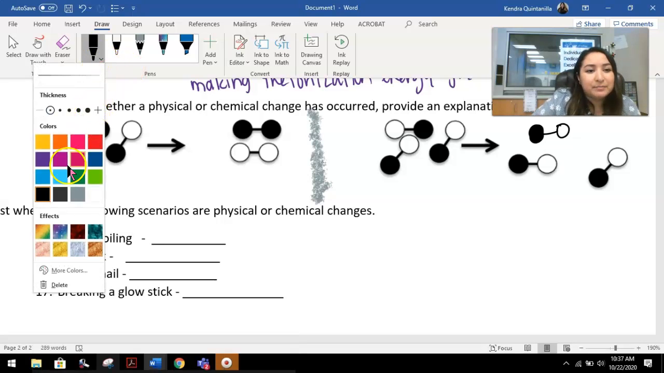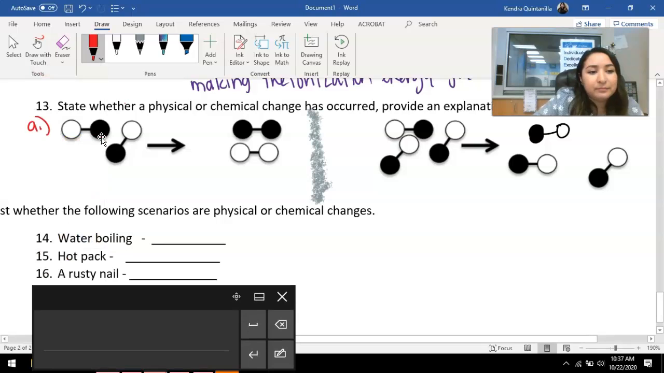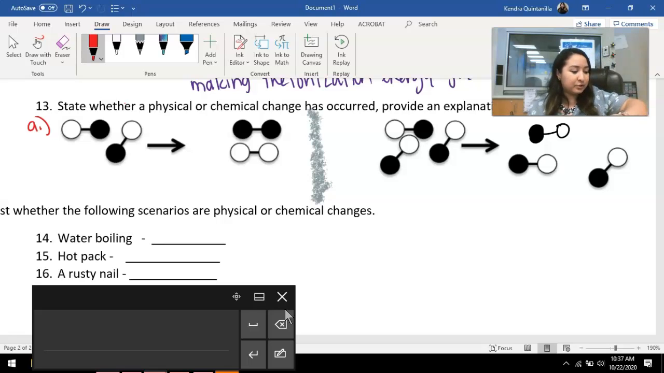Okay, so anyways, looking at just this left half, we're going to label this one A. Looking at this half, can you guys tell me, is this a physical or chemical change? You can pause the video, put in your answer. That way you can check for yourself.